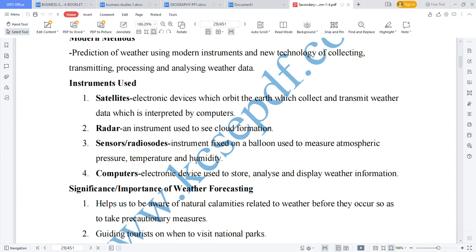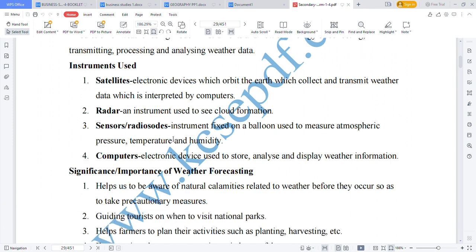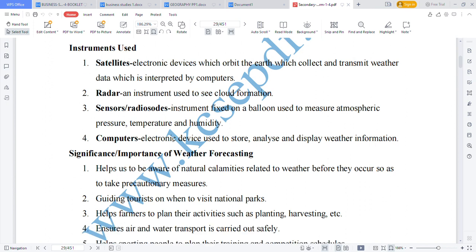Number 2, we have radar. What is radar? Radar is just an instrument used to see cloud formation. Then you have sensors or radiosondes. What are sensors or radiosondes? These are instruments fixed on a balloon used to measure atmospheric pressure, temperature, and humidity. Then you have computers. Computers are just electronic devices which are used to store, analyze, and display weather information.